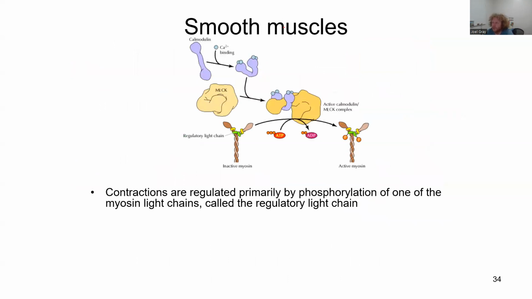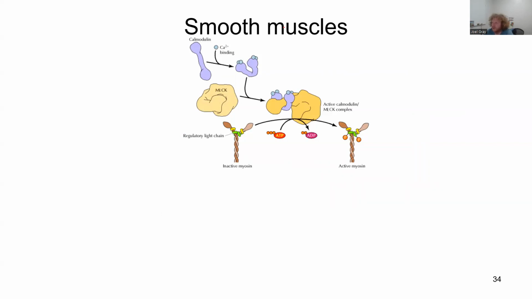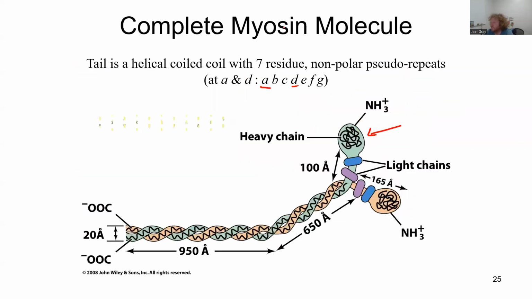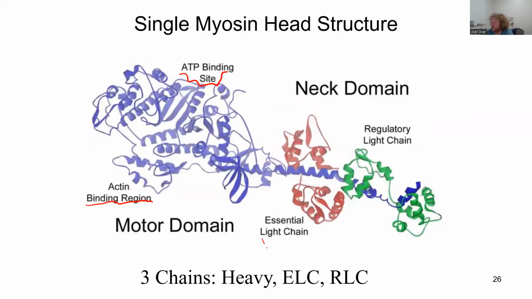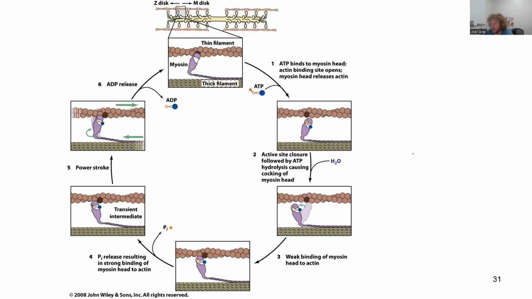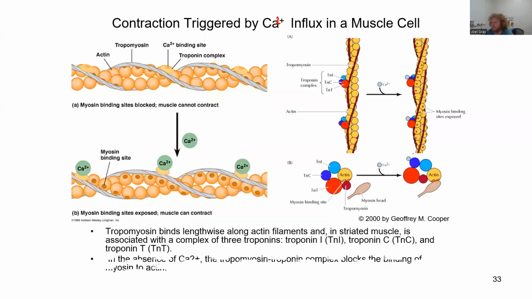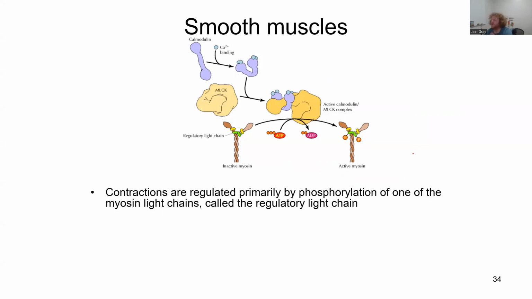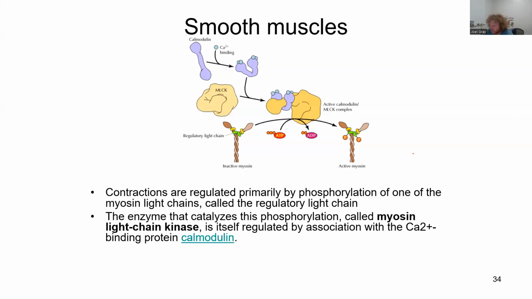Now, when it comes to smooth muscles, contractions are regulated primarily by phosphorylation of one of the myosin light chains, called the regulatory light chain. So when we looked at the heavy and light chains previously, here we go, you might have seen that we had an essential light chain and a regulatory light chain. This regulatory light chain is, as you would imagine, regulatory, and it's going to get phosphorylated, in which case, when that phosphorylation is present, then the protein can be functional.